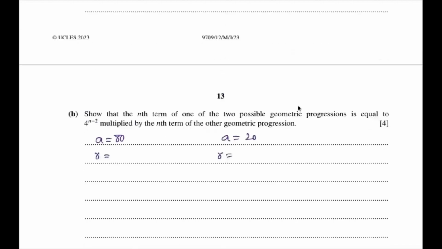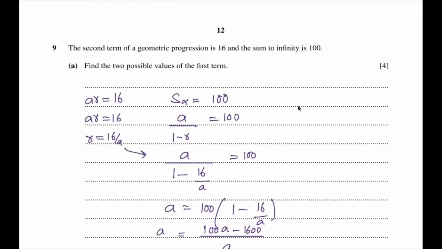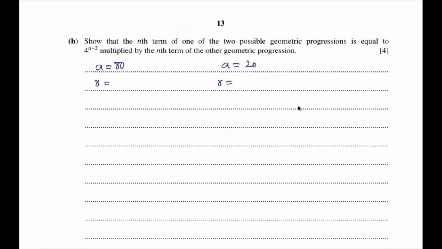So when A is 80, let's plug in A as 80 over here. 16 divided by 80 is 1 upon 5. And 16 divided by 20 is 4 upon 5. So the 2 geometric progressions are 80 times (1/5) to the power of n minus 1. And the second progression would be 20 times (4/5) to the power of n minus 1.